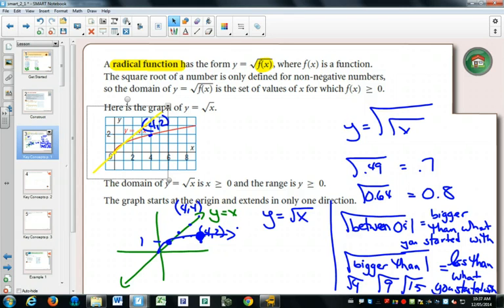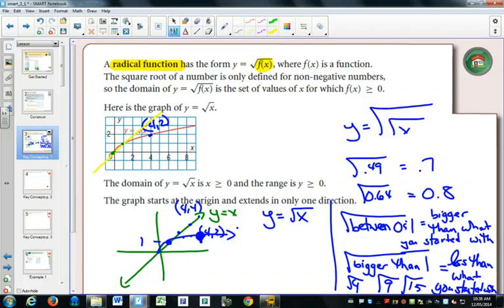And the other thing that's going to be important is when it's 1 and when it's 0, those points stay the same. Because the square root of 0 is 0 and the square root of 1 is 1. So these 2 points at 0 and at 1 stay the same.